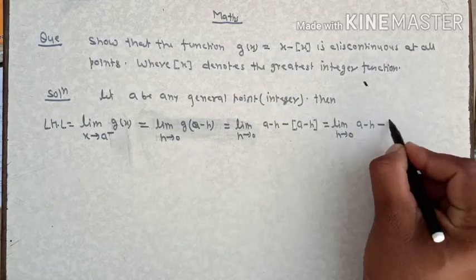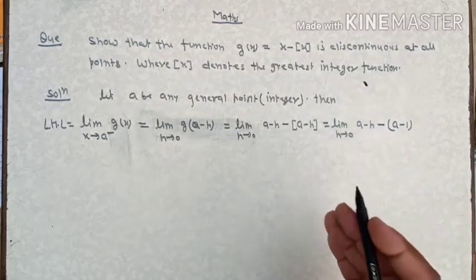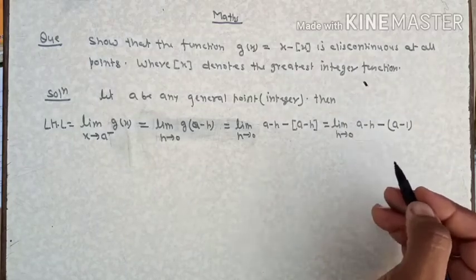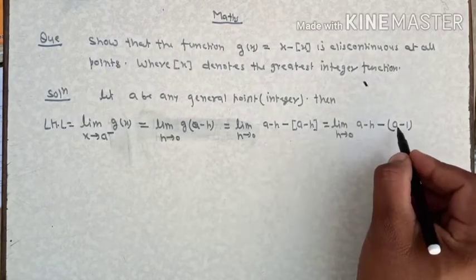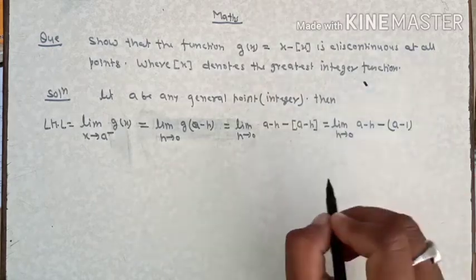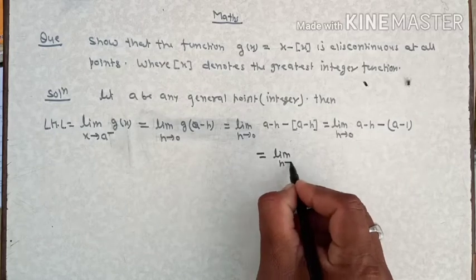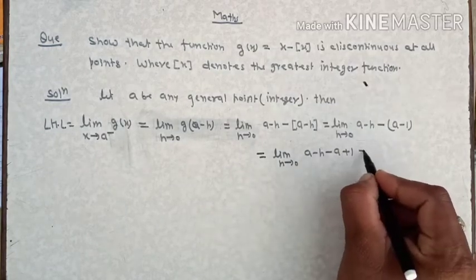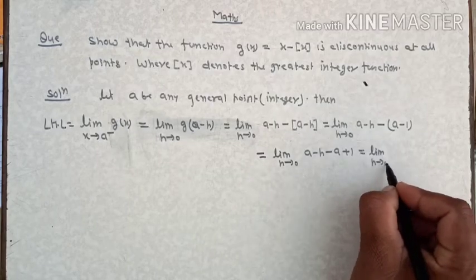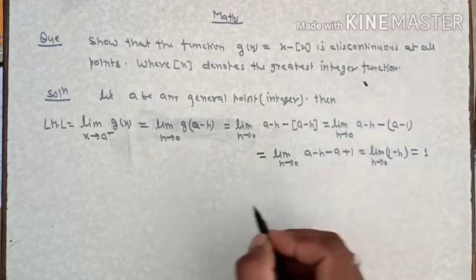Here the greatest integer of a - h is a - 1. Greatest integer function means less than or equal to the integer. So a - h is just less than a, so the greatest integer of a - h is a - 1. Limit h tends to 0 of a - h - a + 1. The a cancels, so 1 - h equals 1. So the left hand limit is equal to 1.